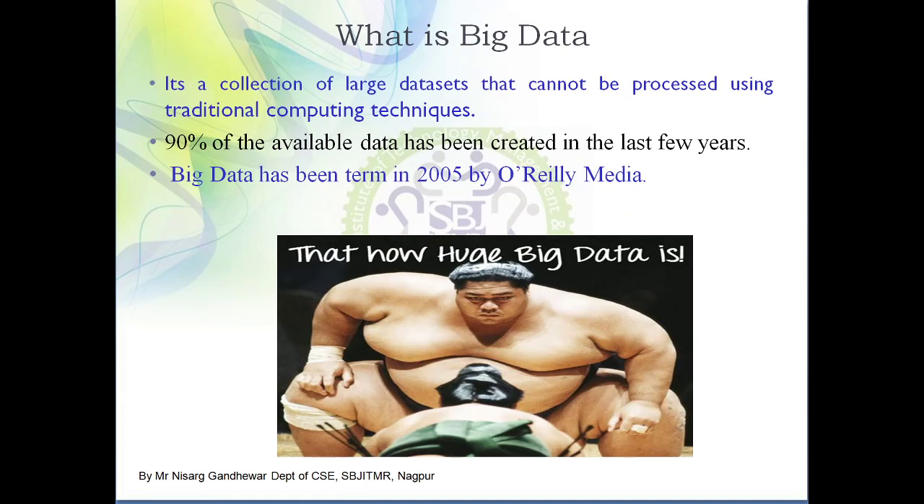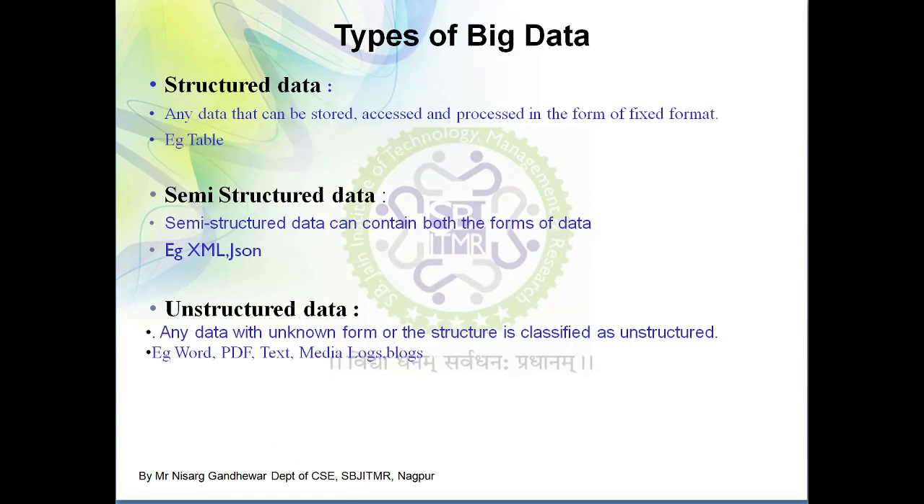So these are the three types of big data: structured data, semi-structured data, and unstructured data. We have seen examples also.